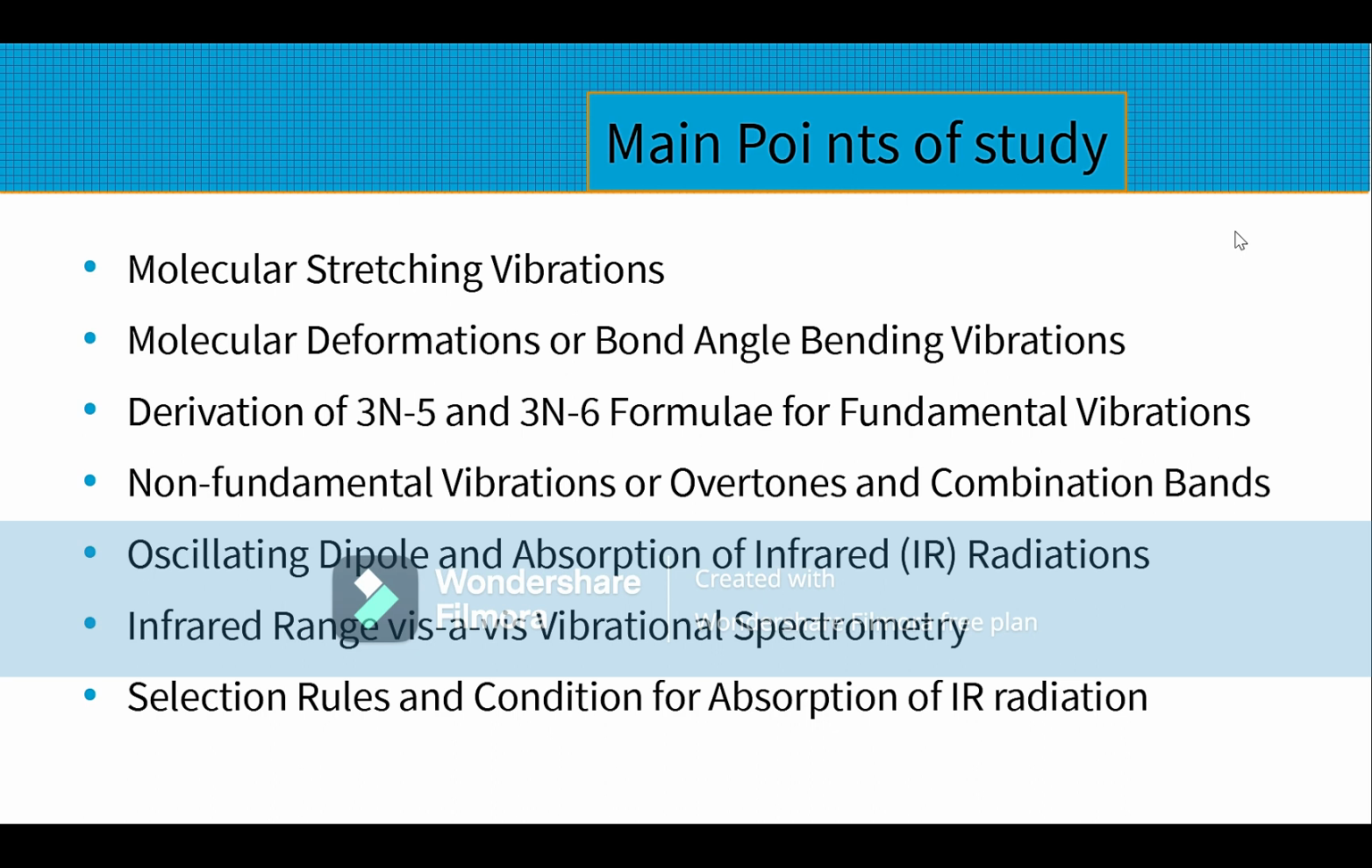Then we discuss molecular stretching vibrations. What are molecular stretching vibrations? Stretch means to pull away, pull out. So molecular deformations and molecular stretchings of bonds, these are mainly two types of vibrations. Then we will learn how the formulas 3n-5 and 3n-6 are derived. What are fundamental vibrations, what are non-fundamental vibrations, what are overtones, combination bands. All these terms we will learn how they can be defined. Then oscillating dipole and absorption in infrared spectrometry.